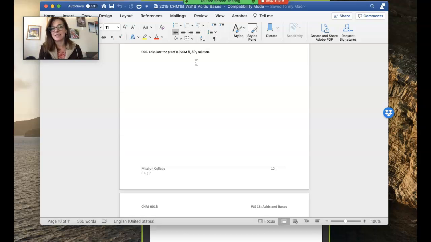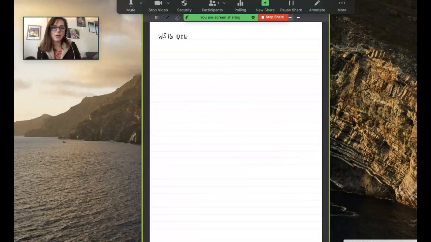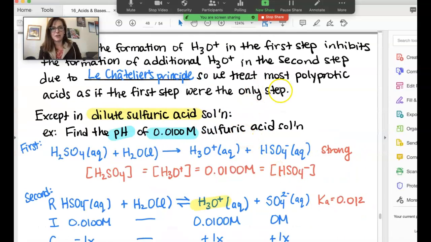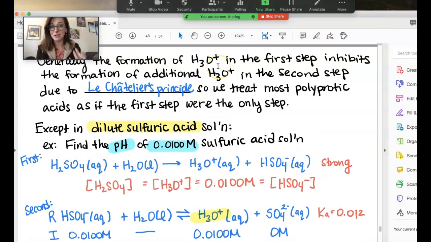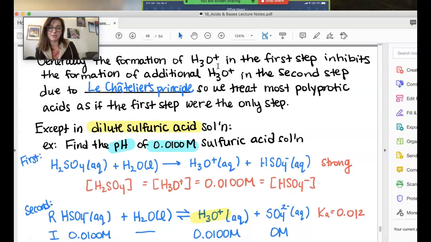However, it's not just a strong acid, it is a diprotic acid, which means it has the ability to donate 2 protons, right? Because we understand that a Bronsted acid is a proton donor. And in my online lectures, I went over the topic of polyprotic acids, and I mentioned that generally the formation of the hydronium ion, the first step, inhibits the formation of additional hydronium ions in the second step. So usually we just calculate the pH of most polyprotic acids as if the first step were the only step.